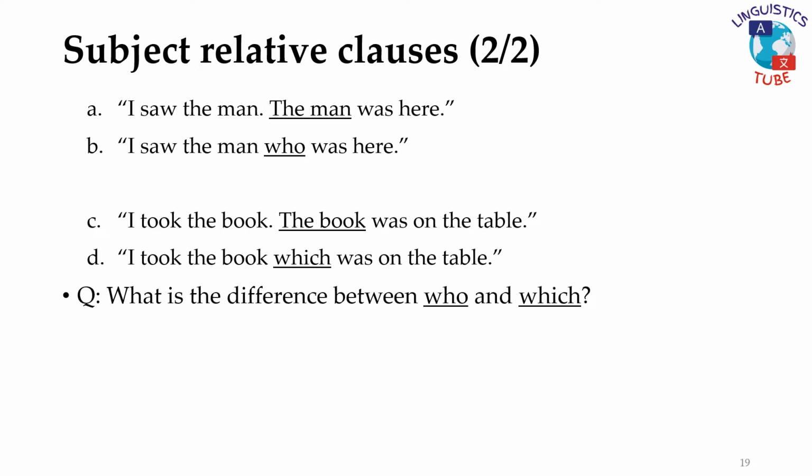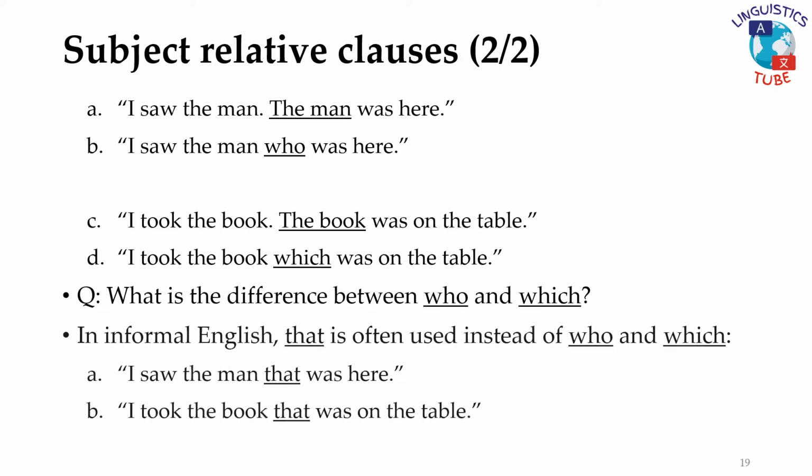In fact, another relative pronoun can be used in these two sentences, but only in informal English. It is the relative pronoun that. For example, I saw the man that was here. I took the book that was on the table. When speaking, the relative pronoun that is often used instead of who and which, but I don't recommend its use in writing. The reason for that will become clear near the end of this episode.